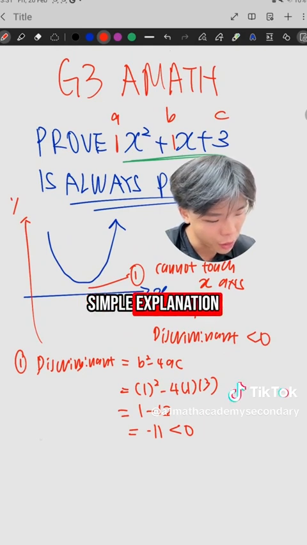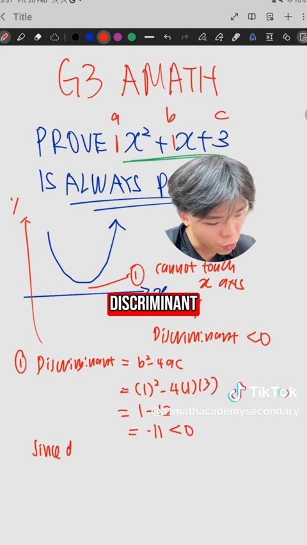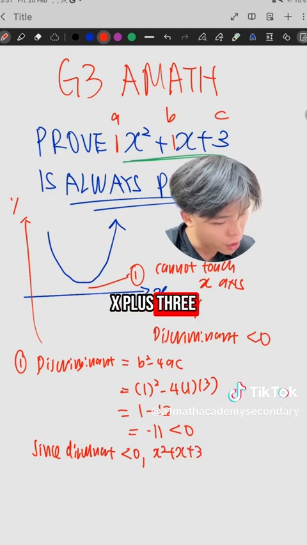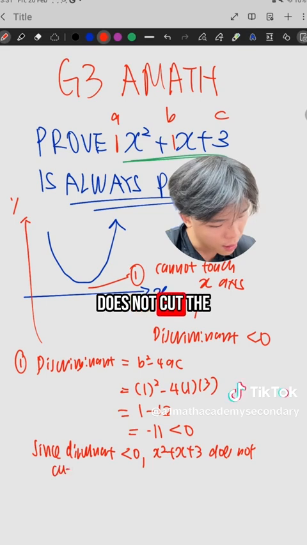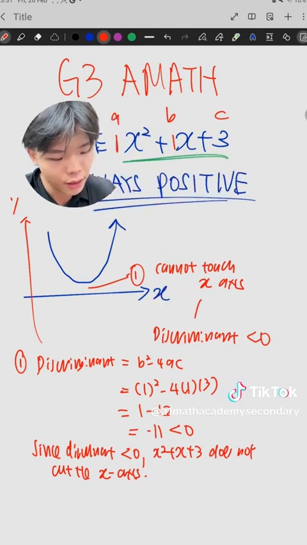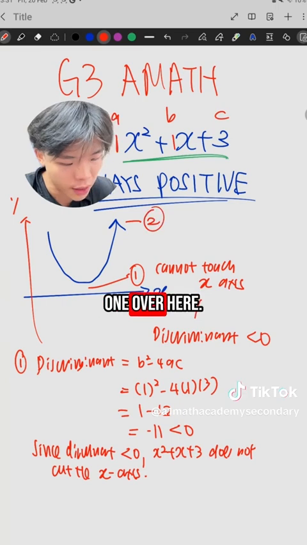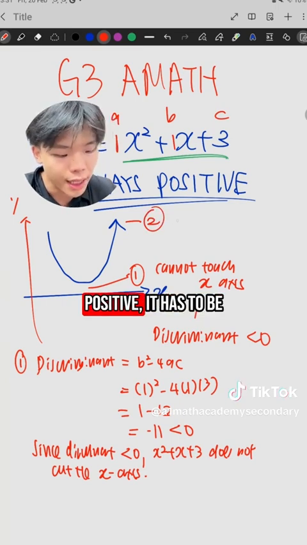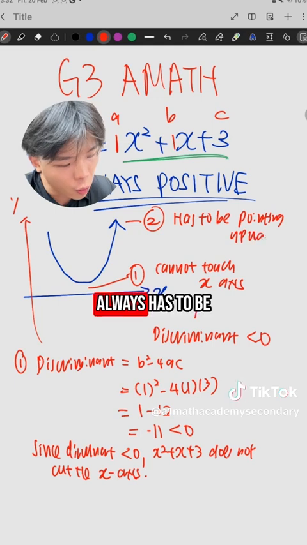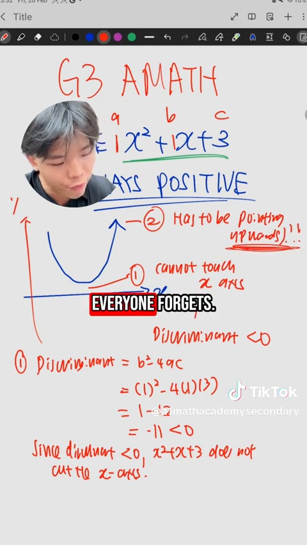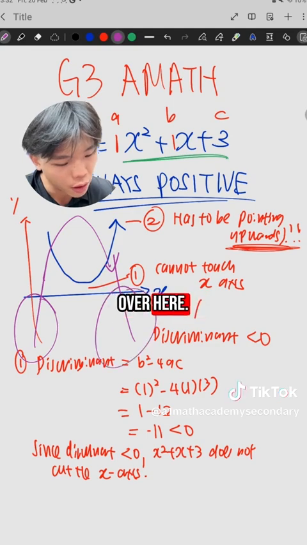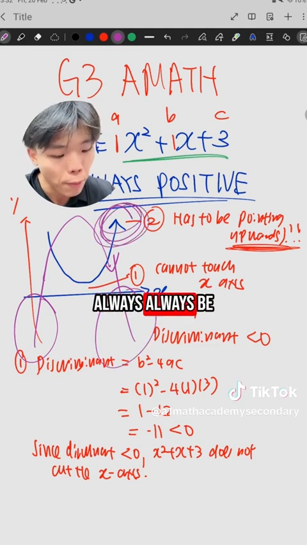And over here, we just need to write a simple explanation and say that since the discriminant is lesser than 0, the x squared plus x plus 3 does not cut the x-axis. There is no x-intercept. But students always forget the second portion, which is this one over here. In order for a graph to be always positive, it has to be pointing upwards. This is the part that everyone forgets. If the graph is pointing downwards, eventually it will go downwards over here. So the graph has to always be pointing upwards.